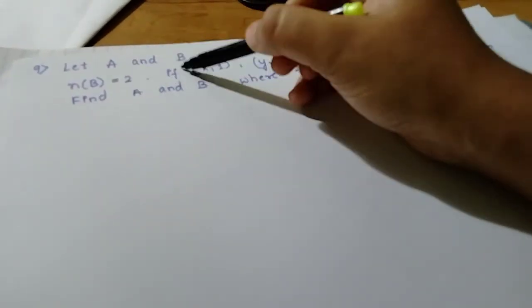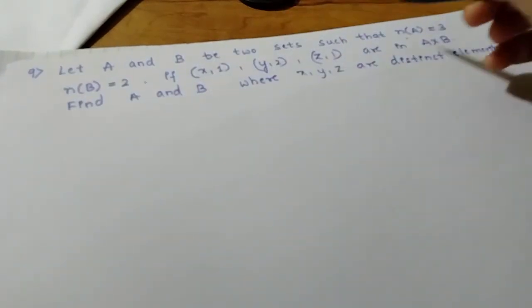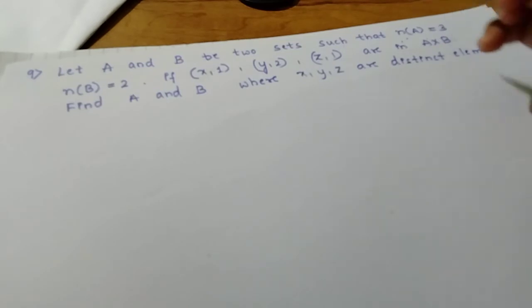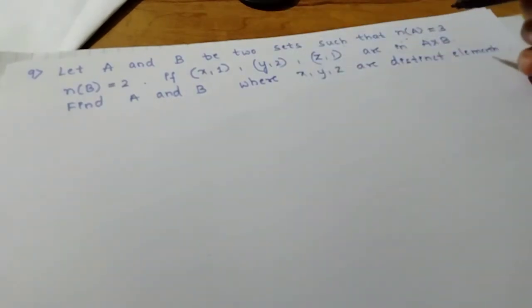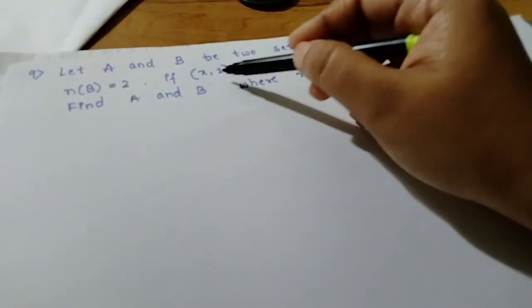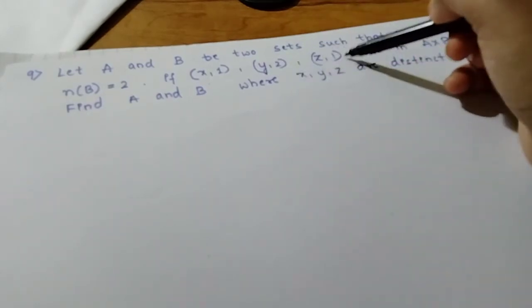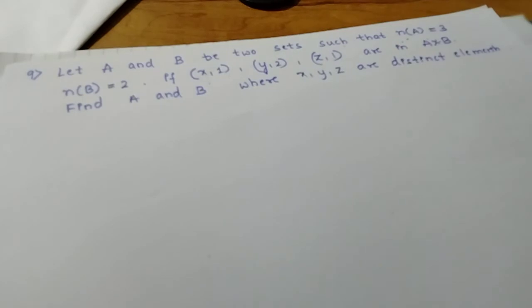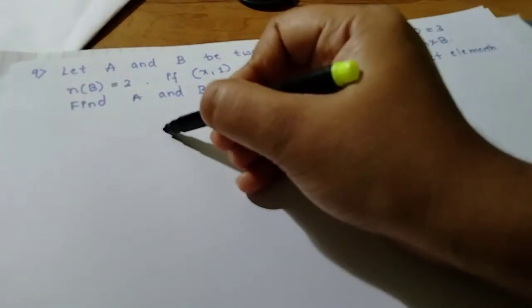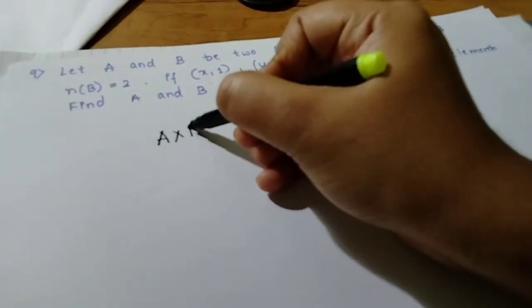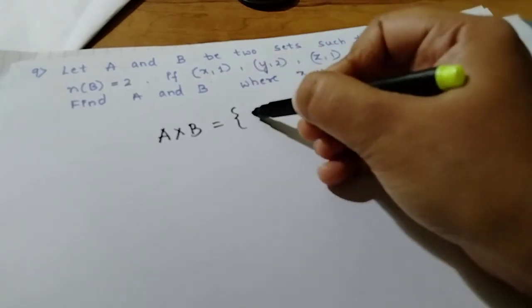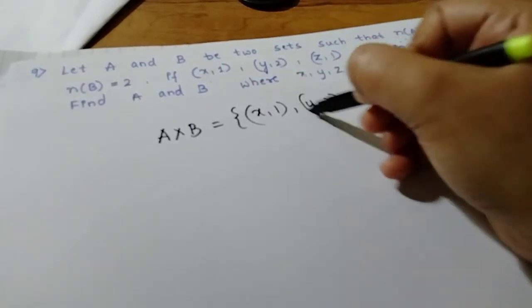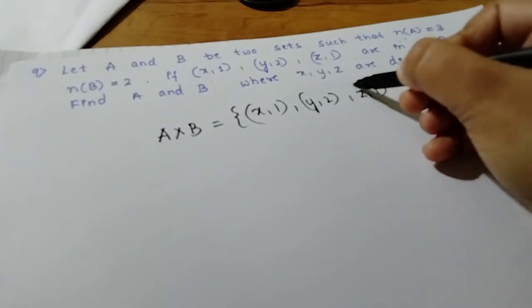Let A and B be two sets such that n of A is equal to 3, n of B is equal to 2. And if (x, 1), (y, 2), (z, 1) are in A cross B, find A and B. So what have they given? A cross B they have given you. What is A cross B? (x, 1), (y, 2) and (z, 1).